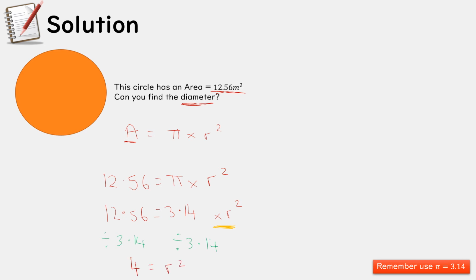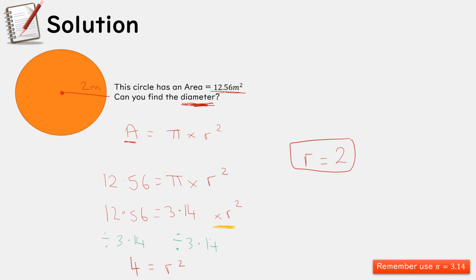Well, what number squared gives me 4? That means the radius must be 2. But let's have a look back at the question. It wants me to find the diameter. Well, remember, radius is from the centre to the edge, so I know that's 2 meters if we want to keep the units.